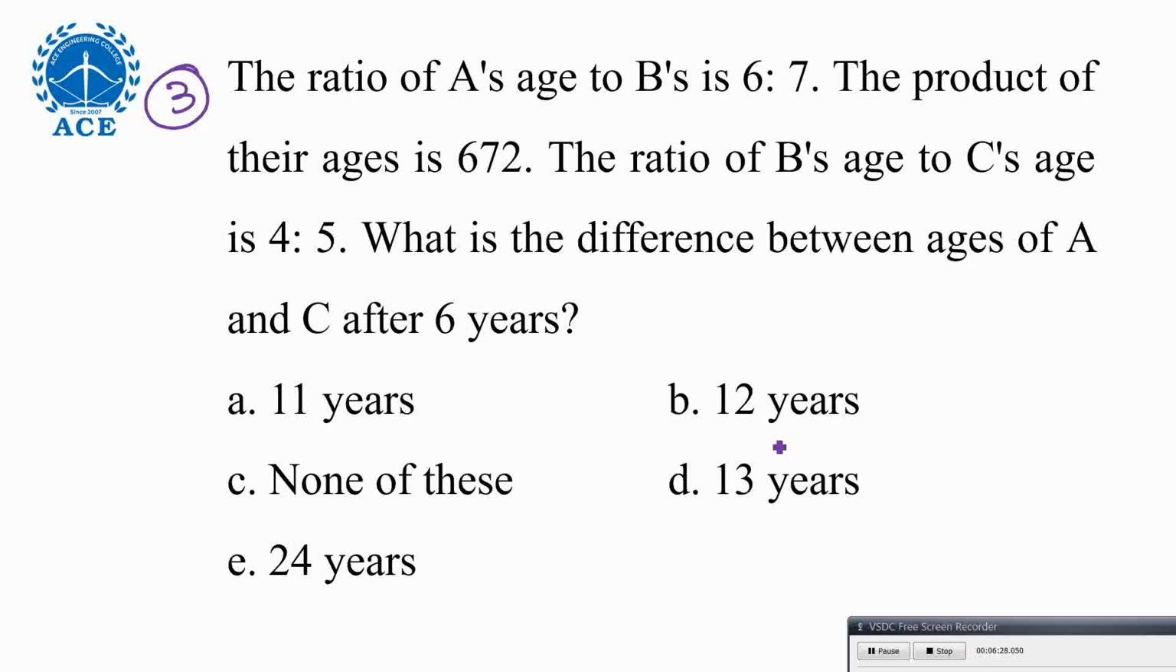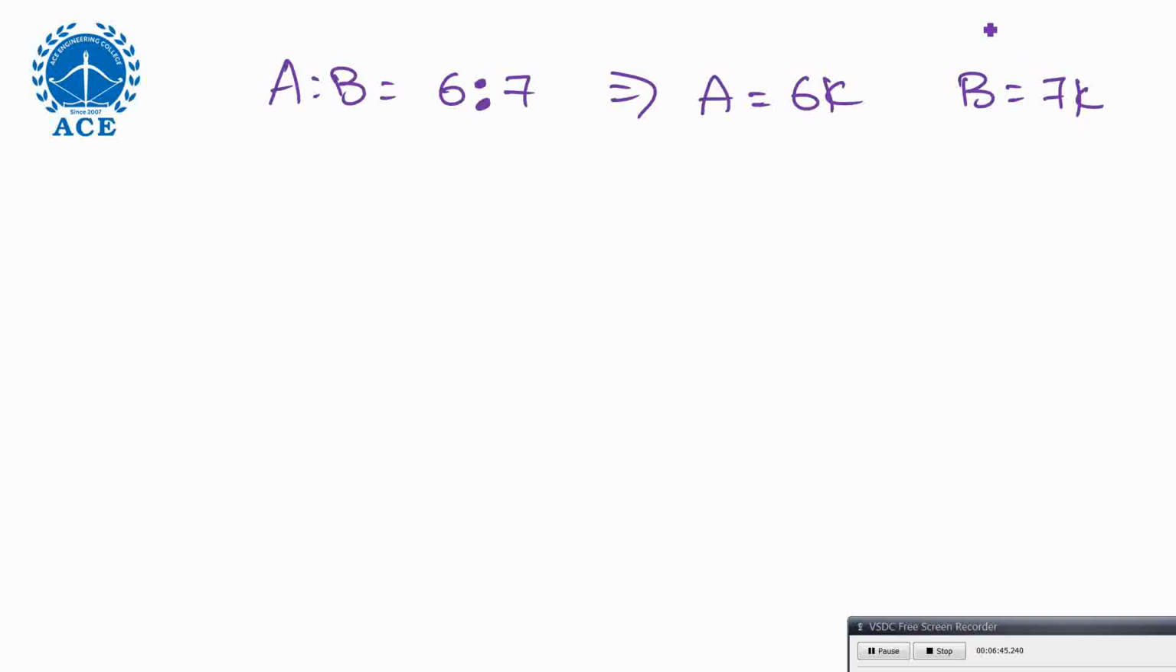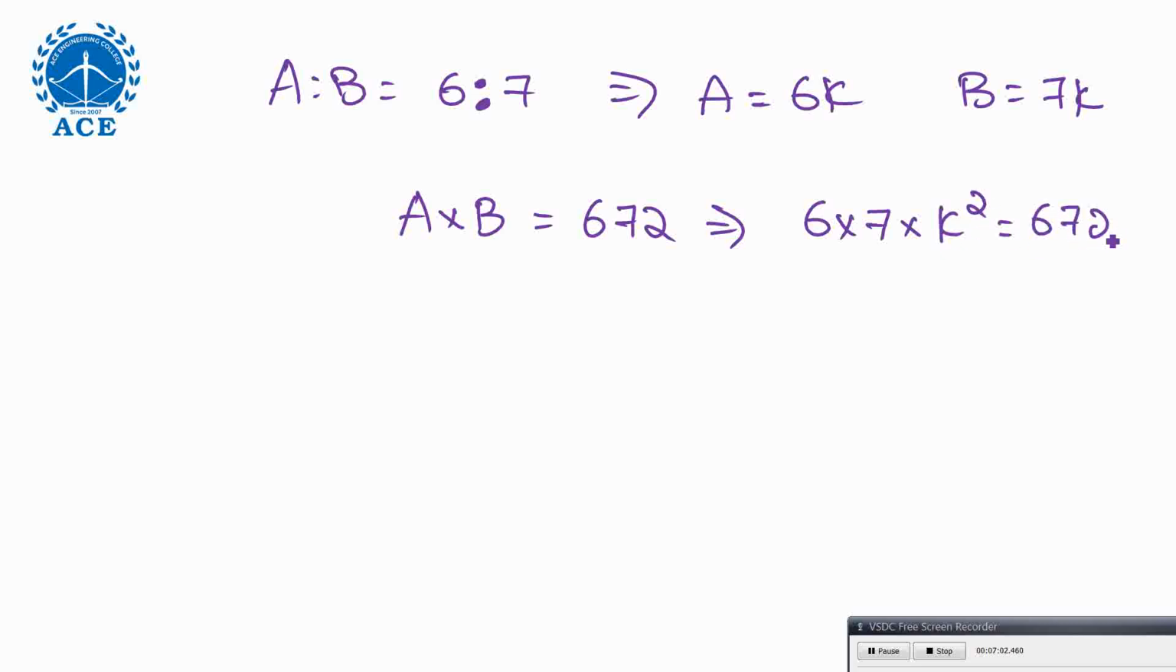11, 12, 11. Okay. First thing, A and B ages are in the ratio 6 is to 7. We can consider A is 6K, B is 7K. Product K square will come, that's important. A lot of people, while doing the product, consider only 1K. There are 2Ks. In A you have K, in B also you have K. Product is 672, which is 6 into 7 multiplied by K square. Yeah, that's important for us.